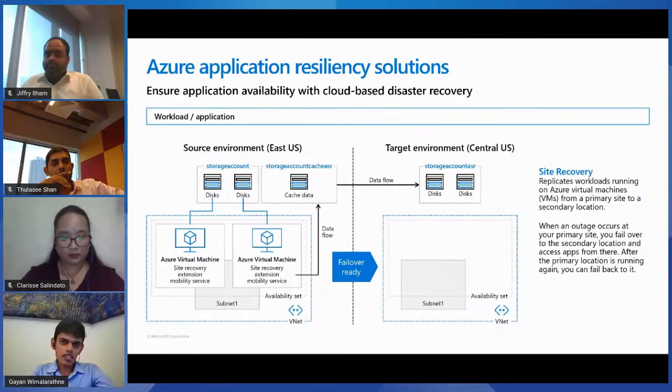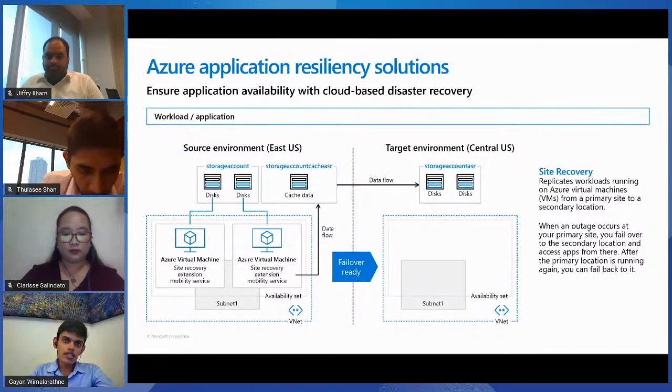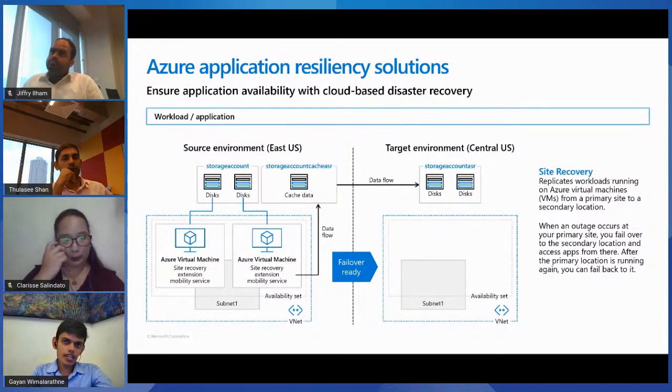Whenever a disaster happens, we can spin up these VMs, and the costing for the storage and the computing power will start accumulating from that point onwards only. Once the primary site is up and running again, we can fail back. Then we can decommission the DR site, so no additional cost is incurred. These are the mechanisms that we can see.